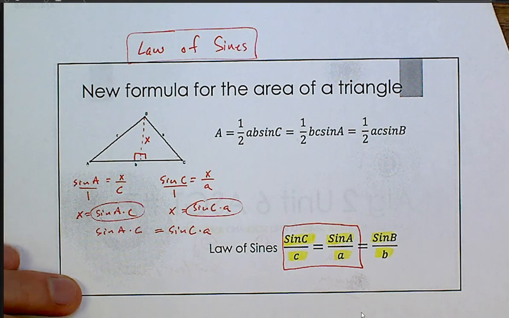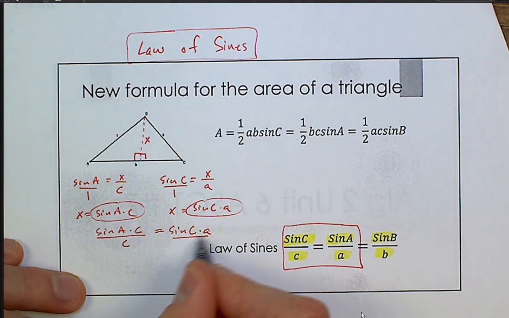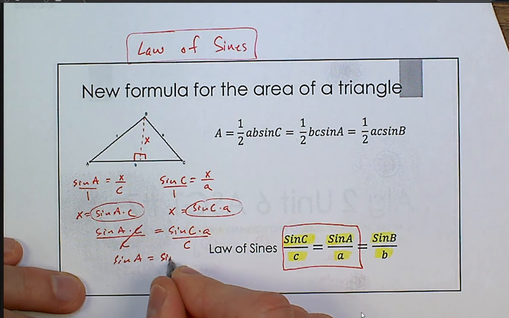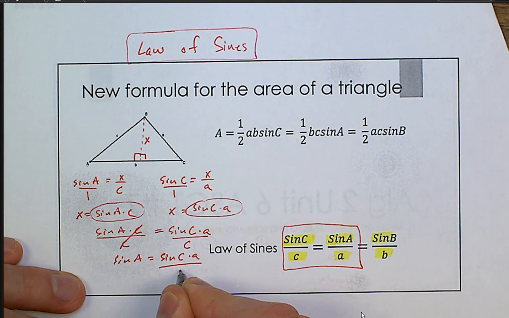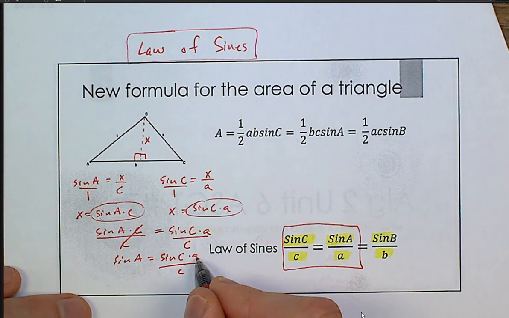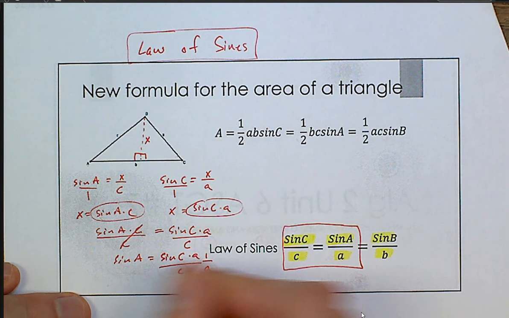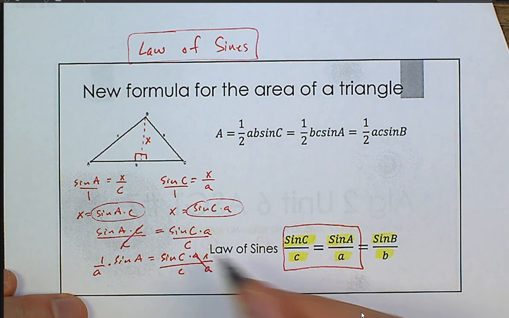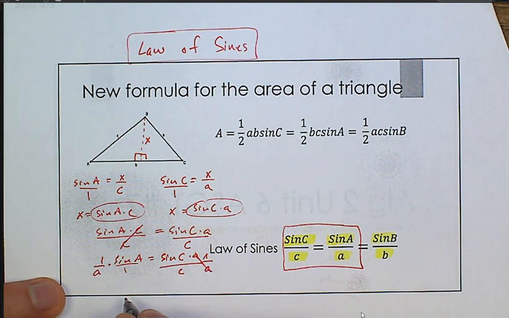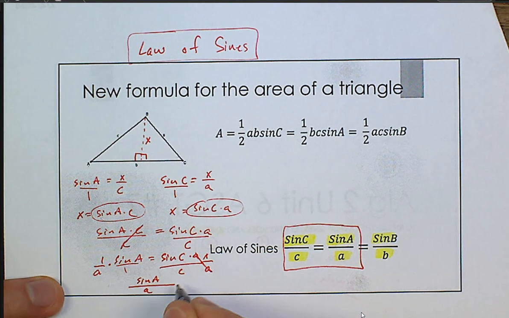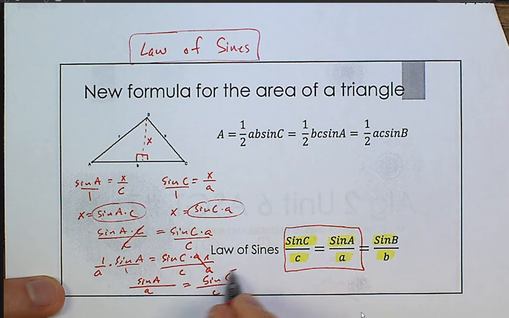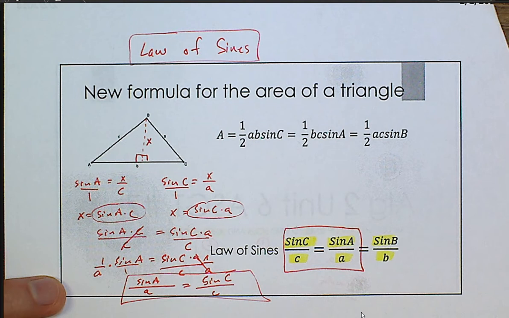Now, this gets a little tricky, but I'm going to divide by c on both sides. So I'll get sine of A equals the sine of C times a over little c. And then to get rid of this little a, I'm going to multiply by 1 over a on both sides. Whatever you do to one side, you have to do to the other. Those a's would cancel out, and I would end up getting the sine of big A over little a, because that would be on the bottom, equaling the sine of big C over little c. And that is how you get the law of sines. That's the proof of how you get the law of sines.